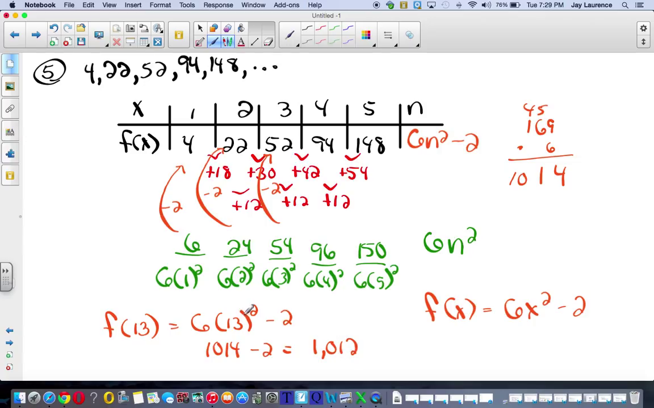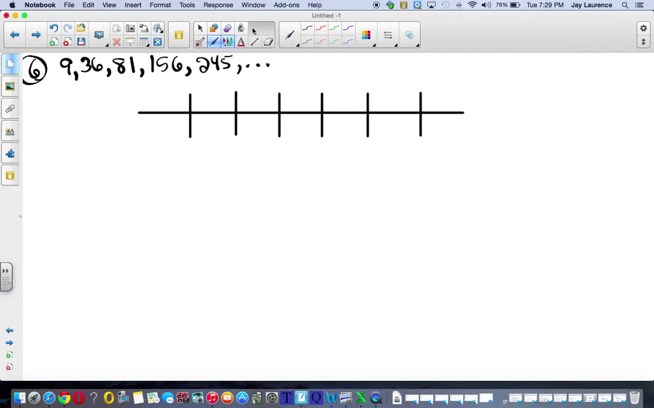All right, and very important. You do the order of operations. Exponents, multiply, then subtract. If you do multiply first, you're going to be squaring 78, which is very different than squaring 13. Okay, last problem here.